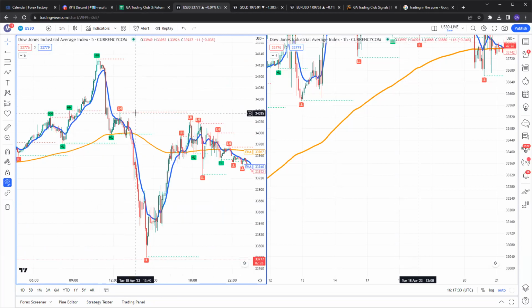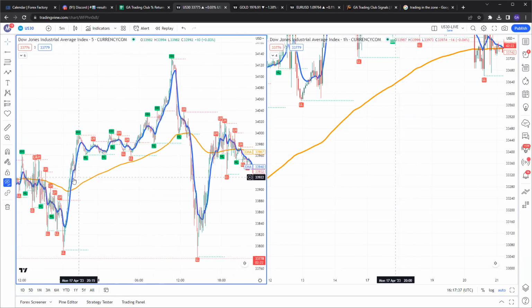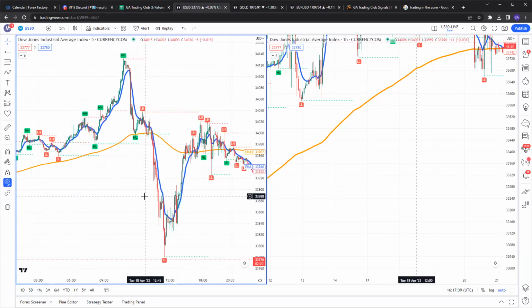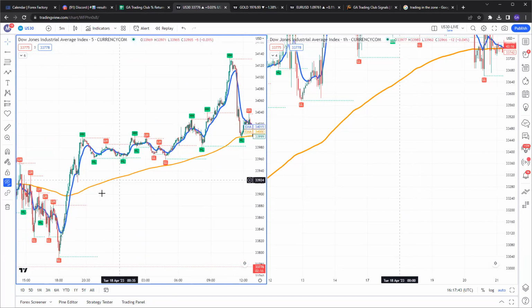So you know that more than likely, since US 30 was trending for the last 13 or 14 hours, when this death cross comes in, more than likely it will be valid, because A, the golden cross was valid.